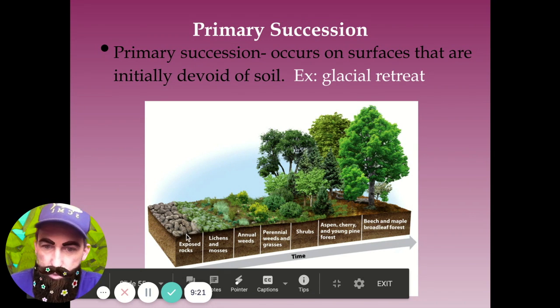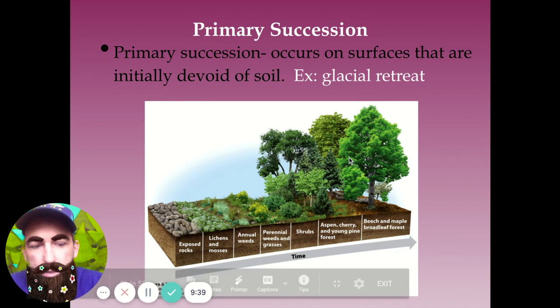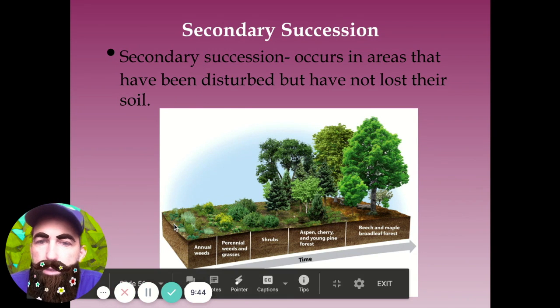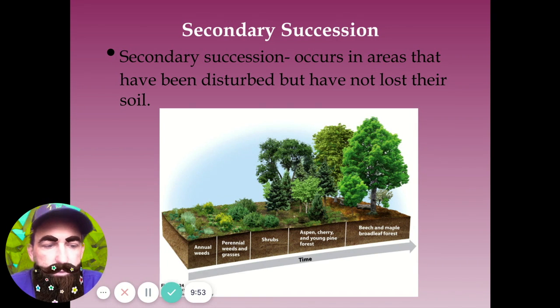Initially, you're going to just have exposed rocks, and eventually you have the lichens and small algae and mosses come in, maybe some annual weeds, some grasses and shrubs, ultimately small tree species. And given enough time, you'll get to this sort of climax forest community, which is kind of the ideal state for that ecosystem. Secondary succession is similar, but the disturbance didn't remove the topsoil. So the soil remains intact, and secondary succession typically happens a little bit more quickly in that case.